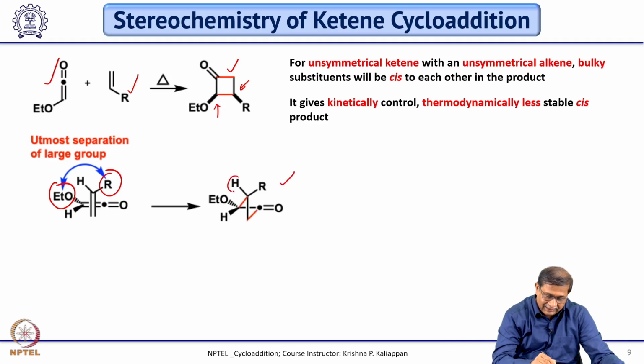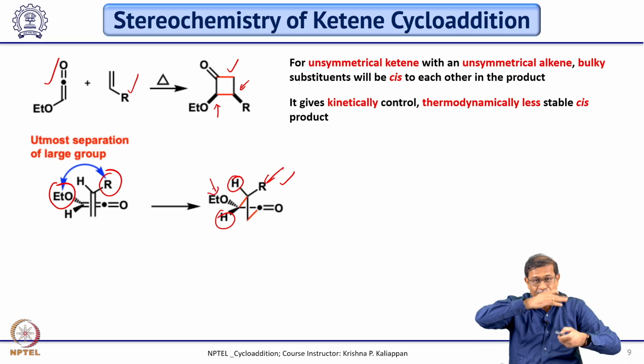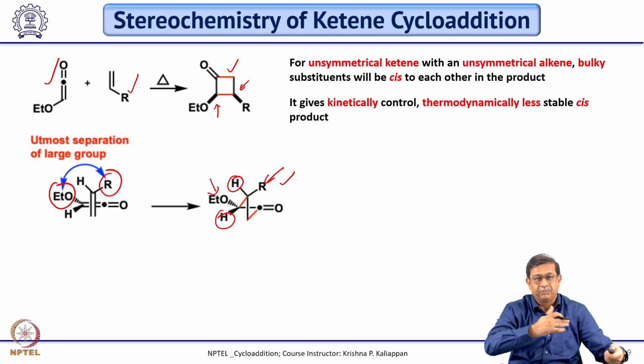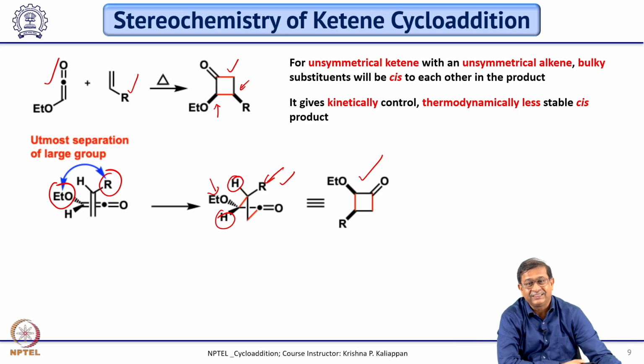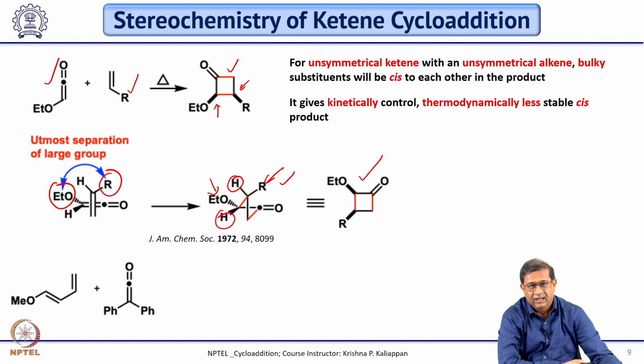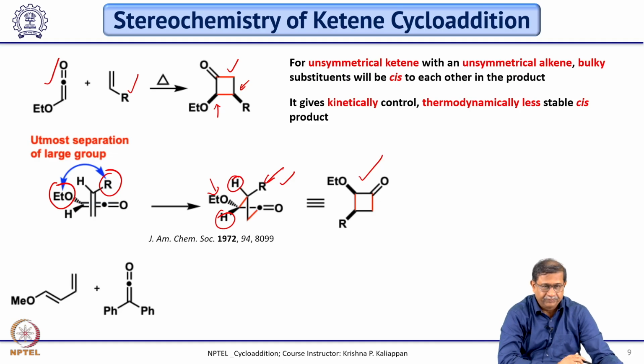Now, you can see this hydrogen and this hydrogen are cis to each other. That means you will see this R and ethoxy, if you rotate the cyclobutane properly, you will get this product where ethoxy and R group are cis to each other. Okay. What happens? Now you have taken a simple alkene where R is an electron donating group.